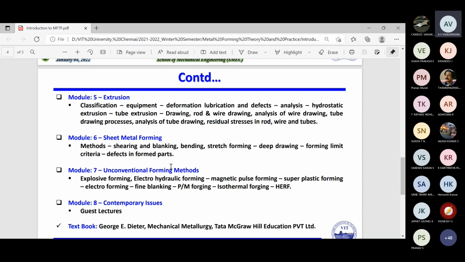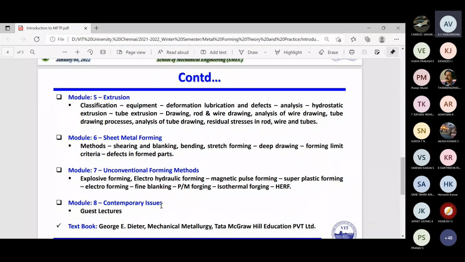And in sheet metal forming, we have to talk about sheet metal. Whenever you are looking, for example, at lorries, some long sheet metals are coming. So we'll talk about blanking and coining, where we prepare blanks from the sheet metal. Okay, shearing, bending, then stretch forming, these we will also cover. And at the last we have to talk about some defects also. And then in the last module, unconventional forming methods, apart from rolling, forging, extrusion, and sheet metal forming, we'll talk about the unconventional ones.